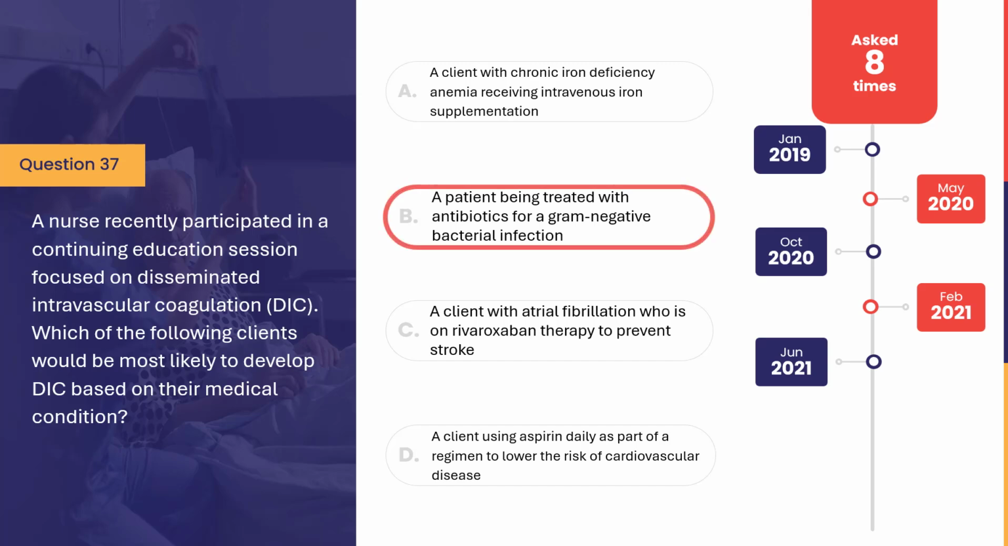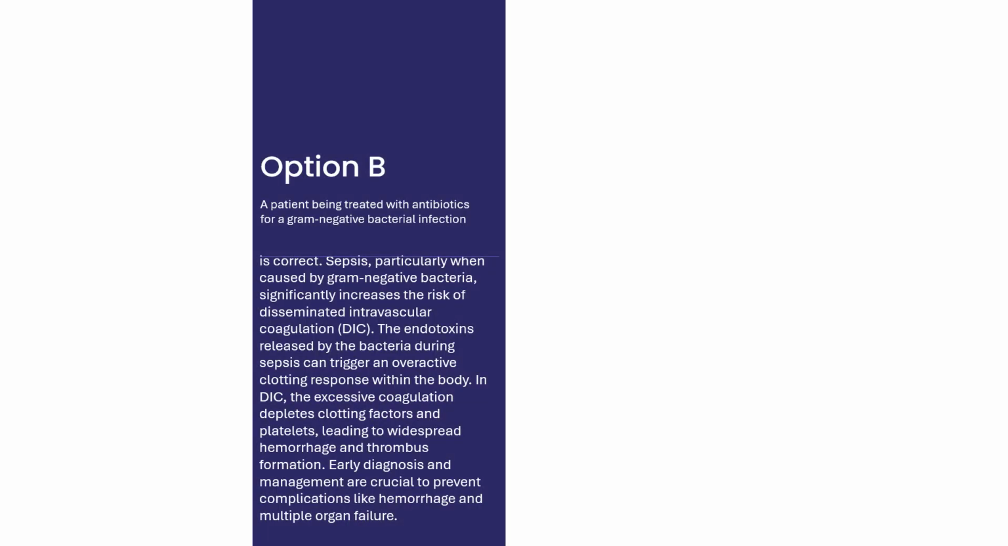B is correct. Sepsis, particularly when caused by gram-negative bacteria, significantly increases the risk of disseminated intravascular coagulation. The endotoxins released by the bacteria during sepsis can trigger an overactive clotting response within the body. In disseminated intravascular coagulation, the excessive coagulation depletes clotting factors and platelets, leading to widespread hemorrhage and thrombus formation. Early diagnosis and management are crucial to prevent complications like hemorrhage and multiple organ failure.